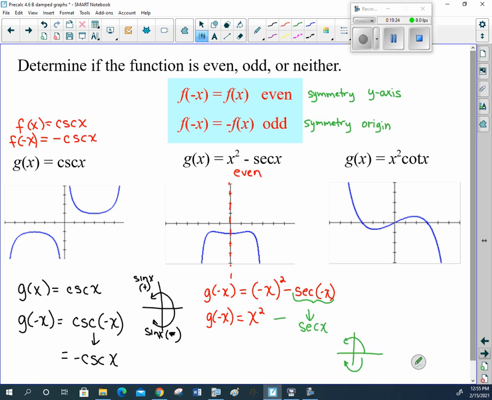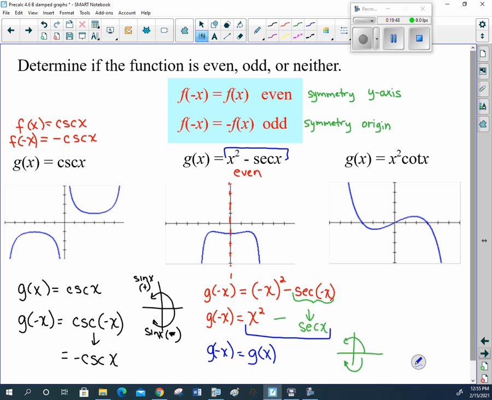And so the subtraction sign just stays right there. So now compare what we had written right here, x squared minus secant x, and it looks like the original problem, so that means that it's even. When we put in a negative x, we got the original function out. So that's even.